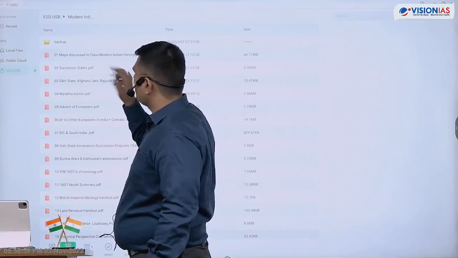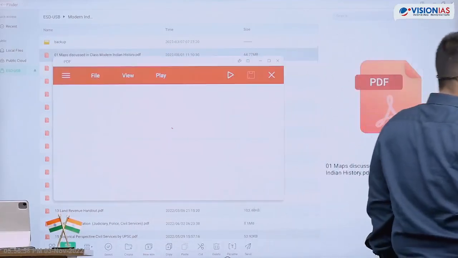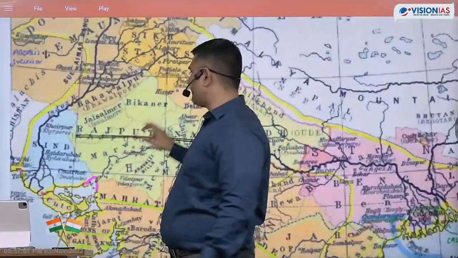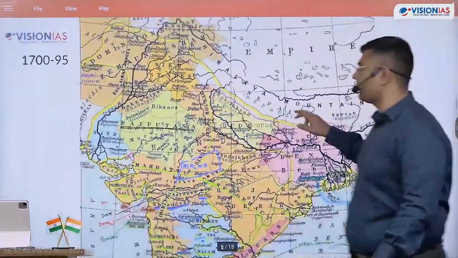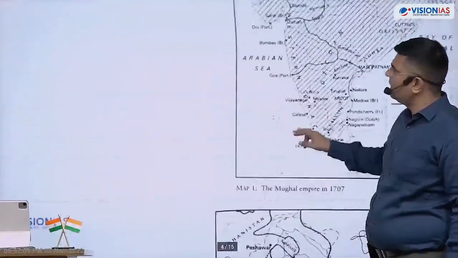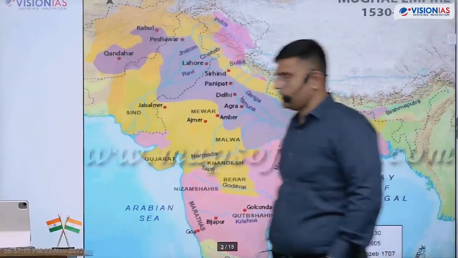Right? So the first five PPTs, five handouts, we will upload. For now you focus on this. This is a PPT or handout which has maps. Right? So we will discuss this map.